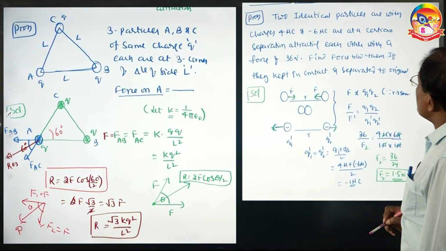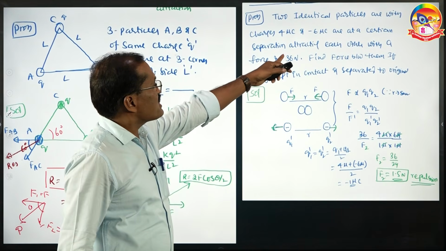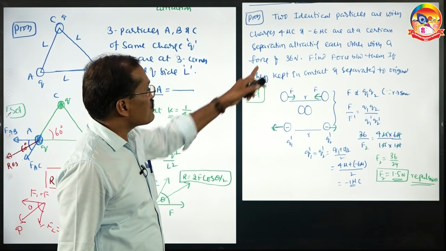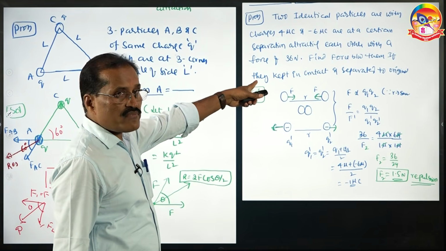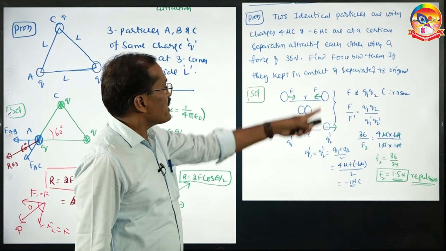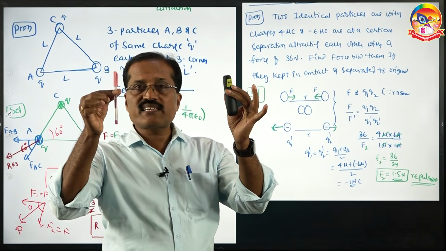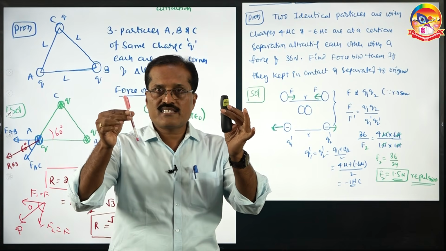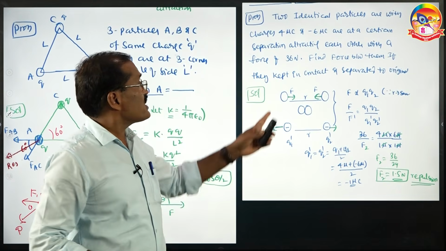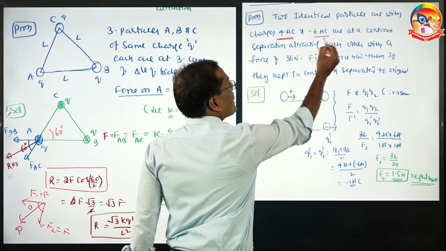Next, coming to a very interesting question. Two identical particles with charges 6 and minus 6 are at a certain separation, attracting each other with a force of 36 Newton. This is a previous NEET question. Find the force between them when they are kept in contact and then separated to the original distance. These are two particles of identical size. Since the two particles have different charges, one positive and one negative, they are under an attraction force.